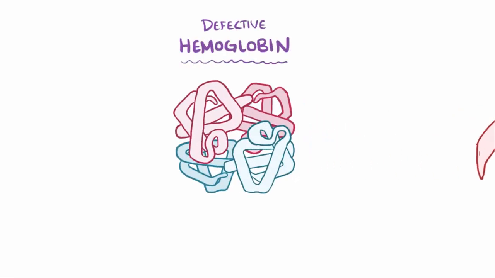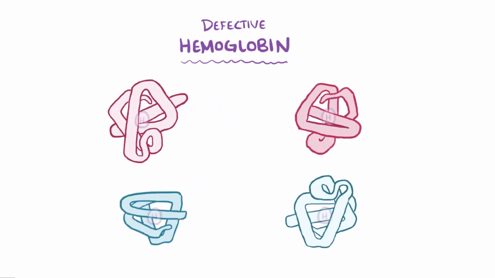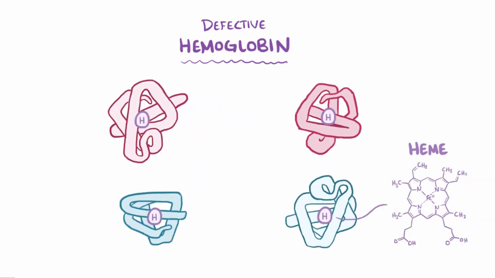Sickle cell disease is caused by defective hemoglobin, which is the oxygen carrying protein in red blood cells. Hemoglobin is actually made up of four peptide chains, each bound to a heme group. Different hemoglobins have different combinations of these chains.